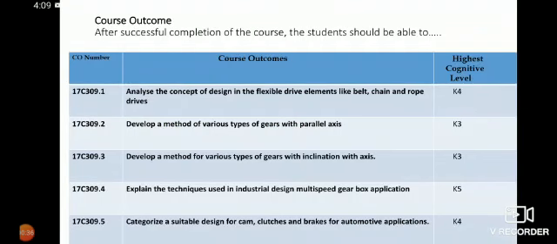After successful completion of the course, the student should be able to analyze the concept of design in flexible drive elements like belt, chain, and rope drives. The student should be able to develop a method for various types of gears with parallel axis, and for various types of gears with inclination with axis. The student should be able to explain the techniques used in industrial design of multi-speed gearbox applications, and categorize the suitable design for cam, clutches, and brakes for automatic application.